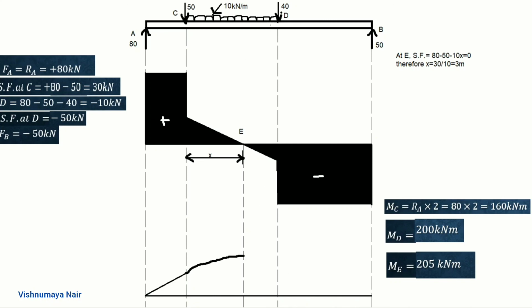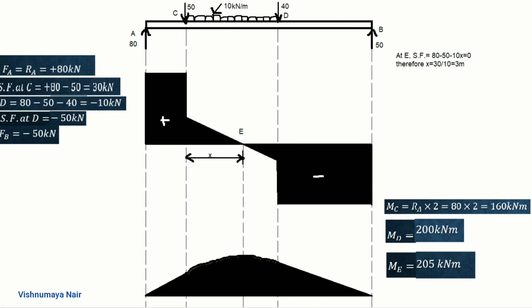Now between E and D, the bending moment decreases from 205 to 200 kilonewton meter. Now from this point, that is from the point D to the point B, bending moment varies according to straight line law. So we can mark it using a straight line like this. And you can shade this region and mark it as positive. So this is the bending moment diagram for a simply supported beam with a UDL like this and 2 point loads.